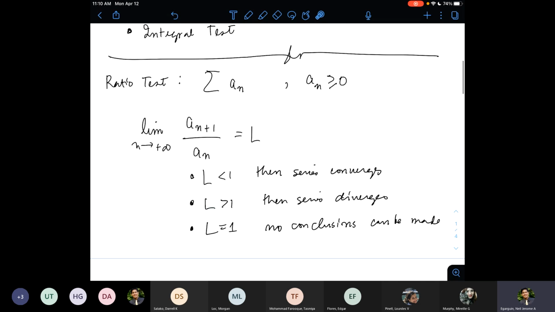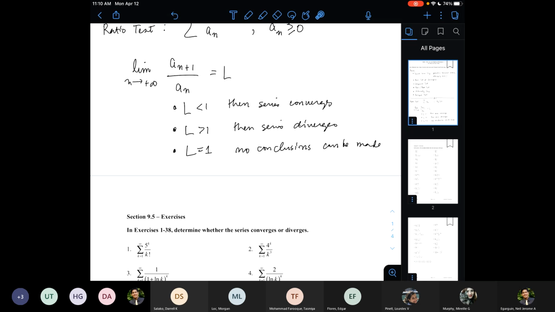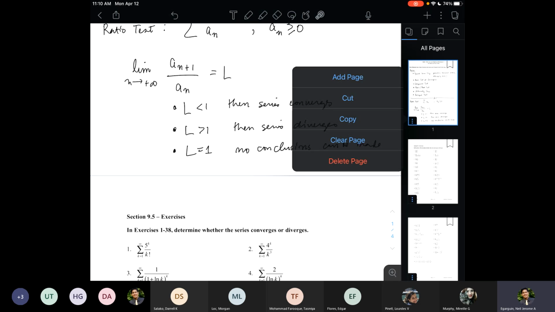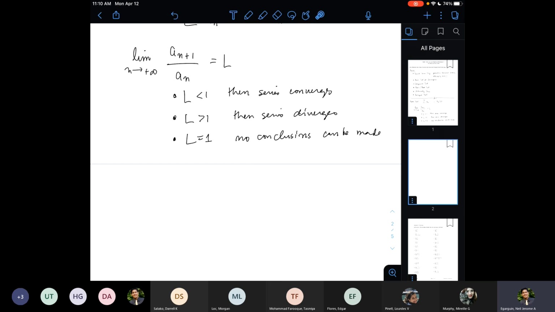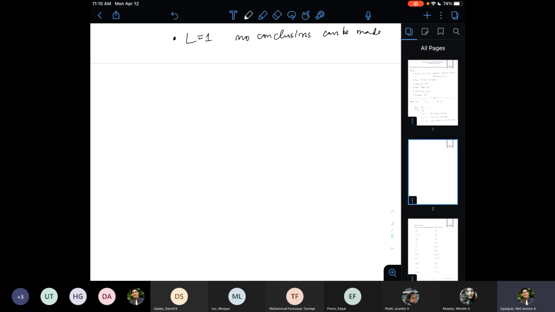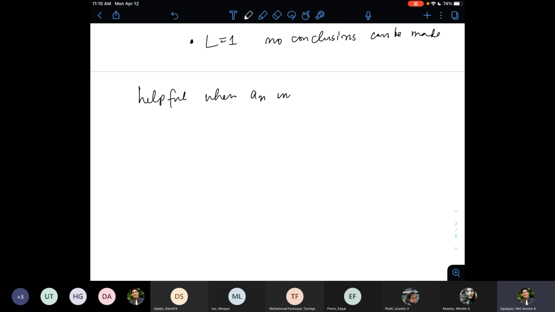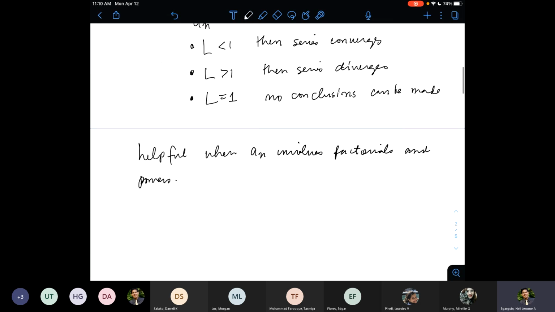All right. Now, when is the ratio test handy, or when will it be the best test to use? Well, this is extremely helpful when a sub n involves factorials and powers. Okay. So if you see your summation having factorials and powers, the go-to test would be the ratio test. And equivalent to the ratio test is the root test.